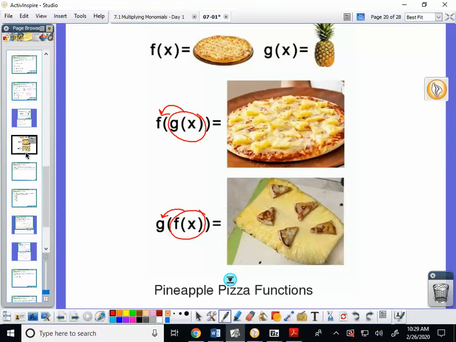I have some practice problems for you guys out of your textbook. We're on page 413.